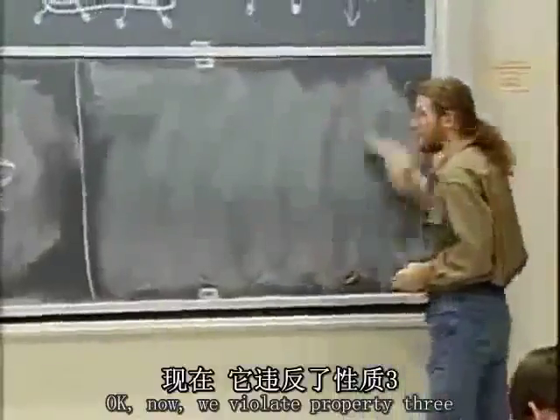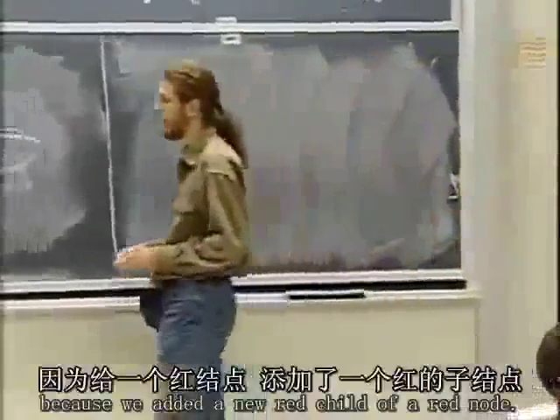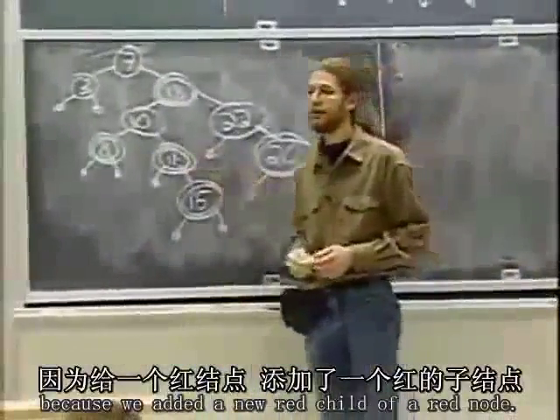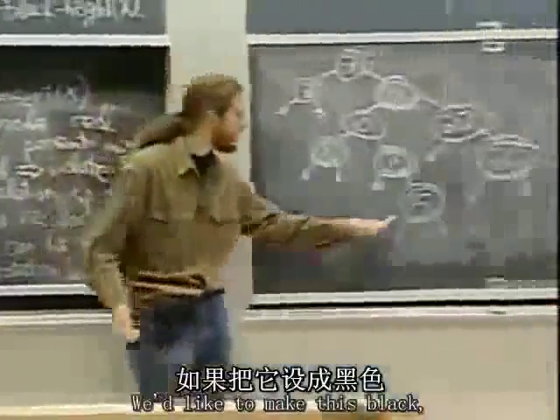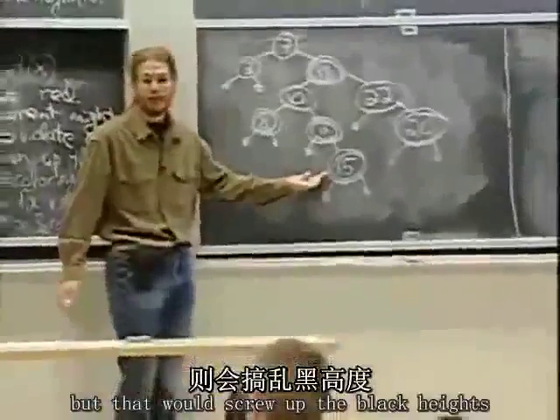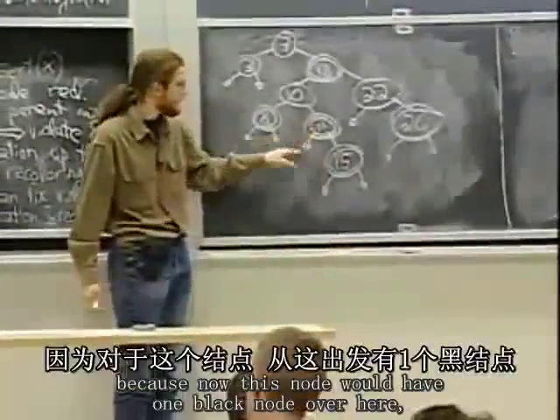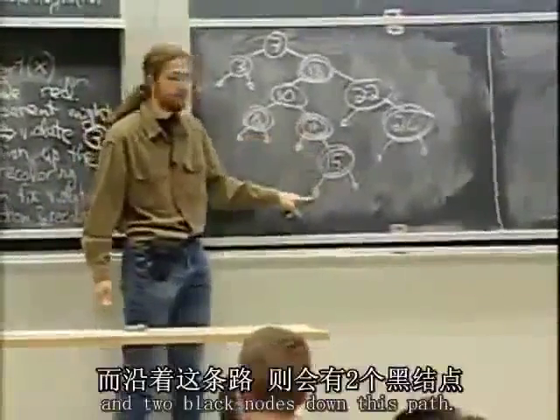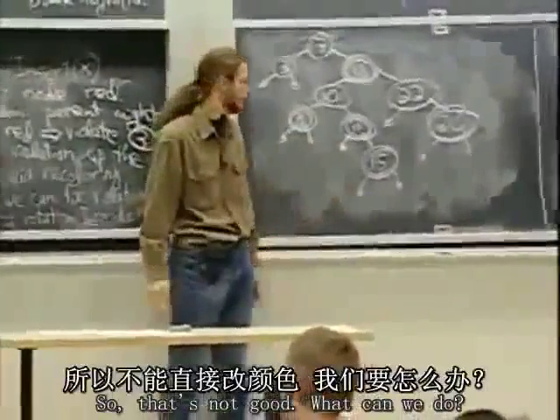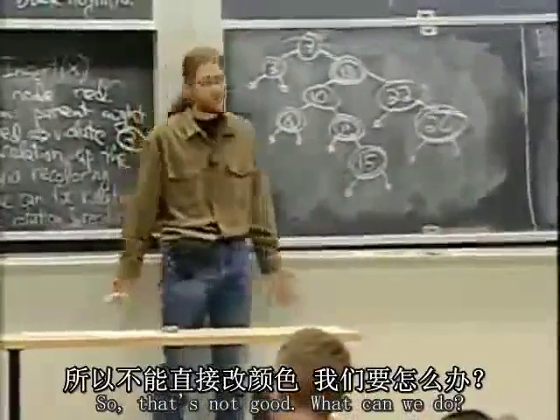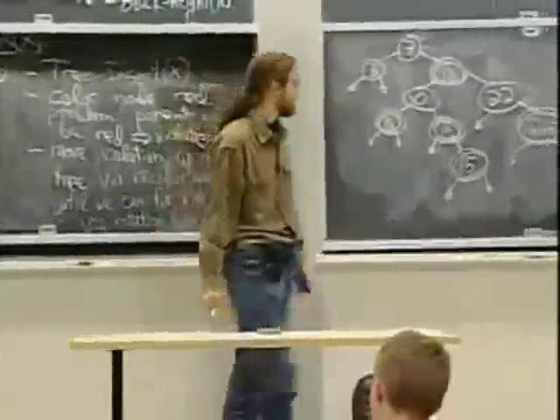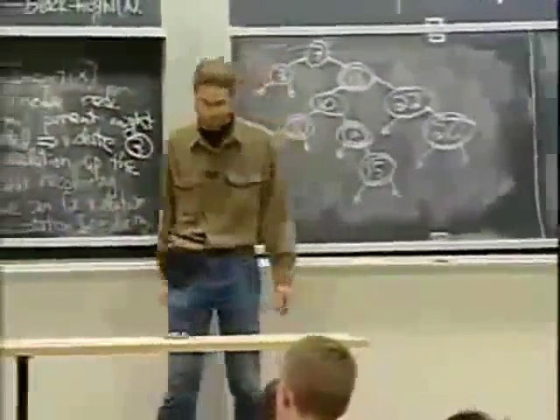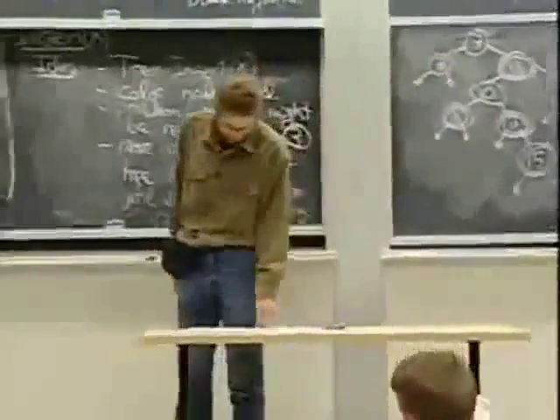Now, we violate property 3 because we added a new red child of a red node. So now we have 2 consecutive red nodes in a root to leaf path. We'd like to make this black, but that would screw up the black heights, because now this node would have 1 black node over here and 2 black nodes down this path. So that's not good. What can we do? Well, let's try to recolor.